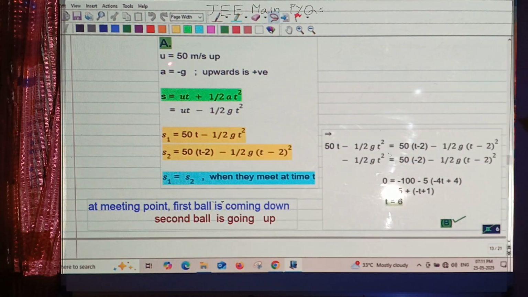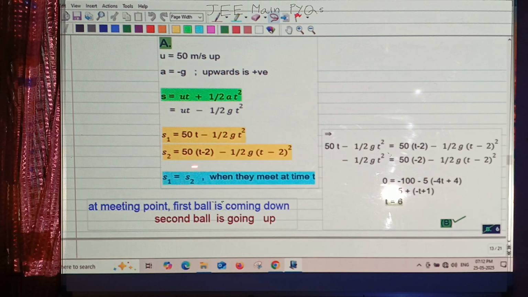So u is 50 meter per second upwards, and the acceleration acting on the ball is downwards because Earth is pulling it down. So the displacement is ut plus half at square, and a is minus g. For the first ball, it's 50t minus half g t square. For the second ball, it's starting 2 seconds after the first ball. So for this, we have to put the time t as t minus 2, because at time t equal to 2 seconds, the distance of the second ball is 0.